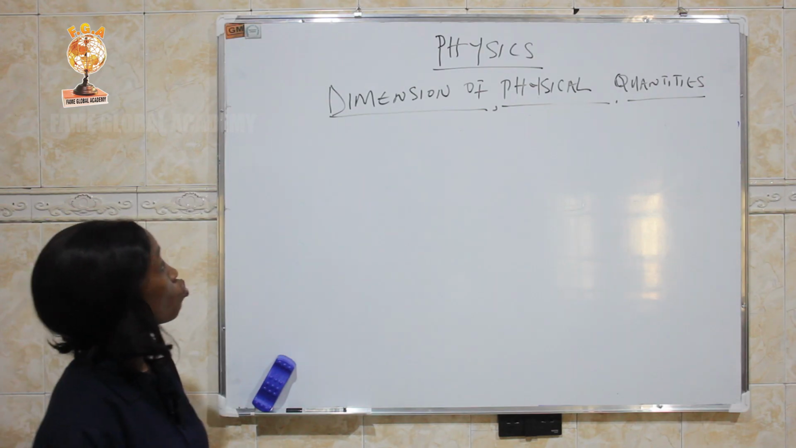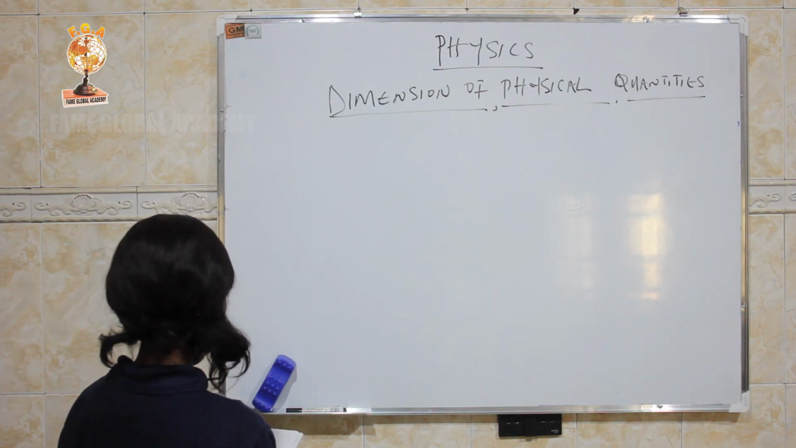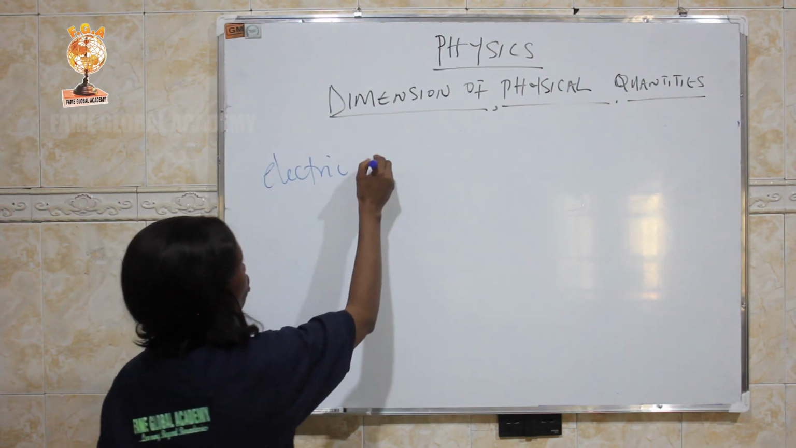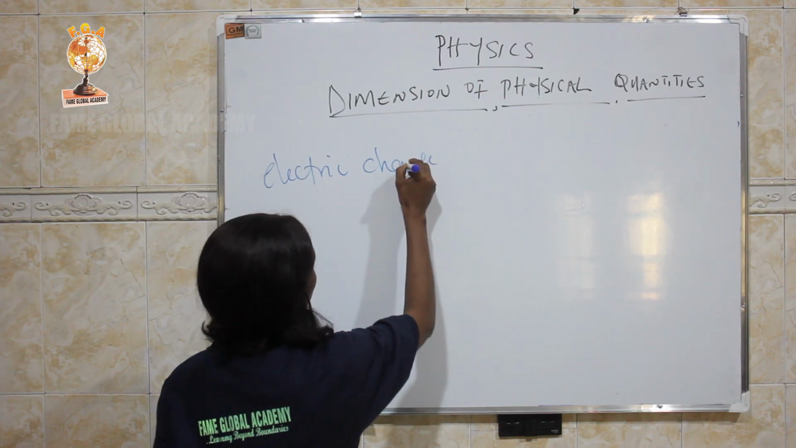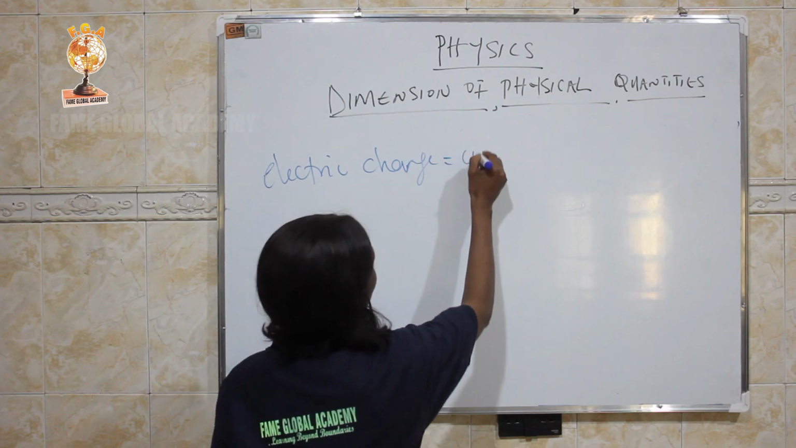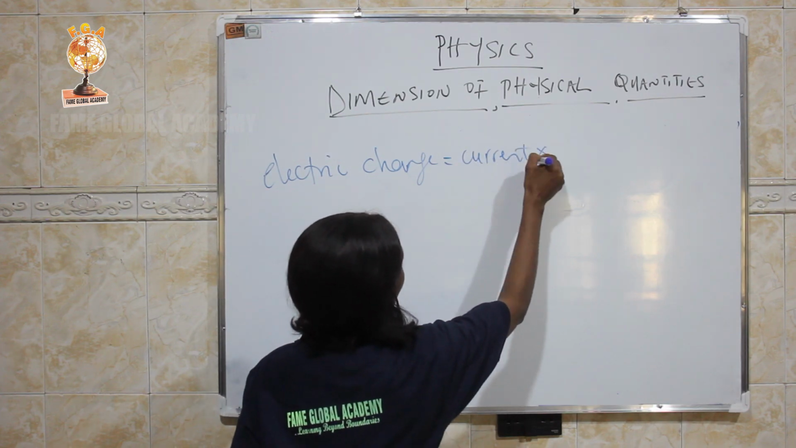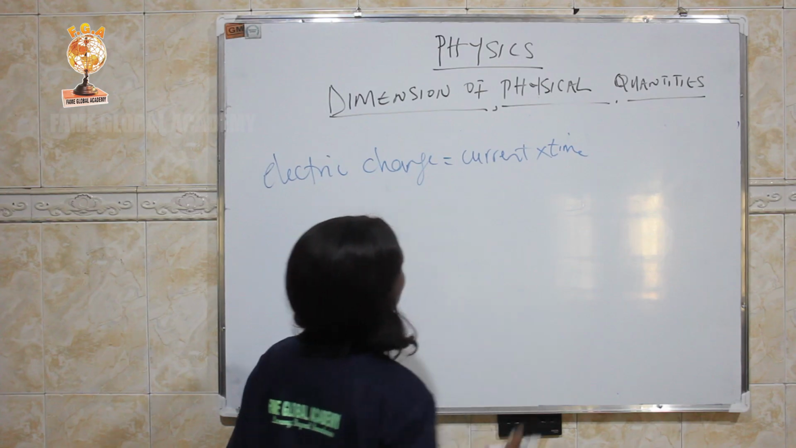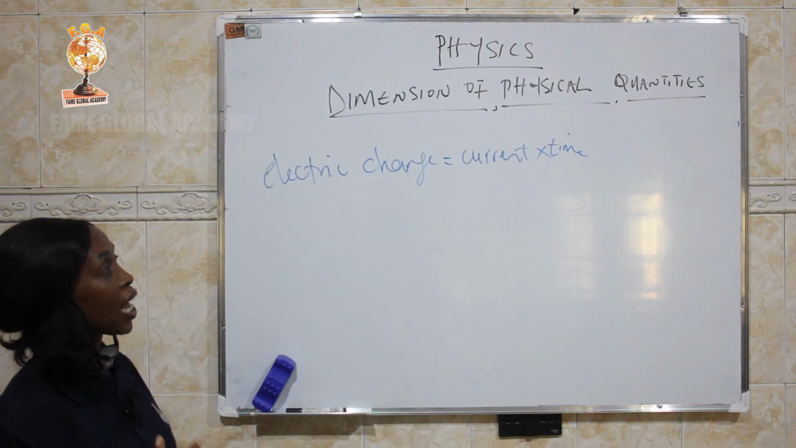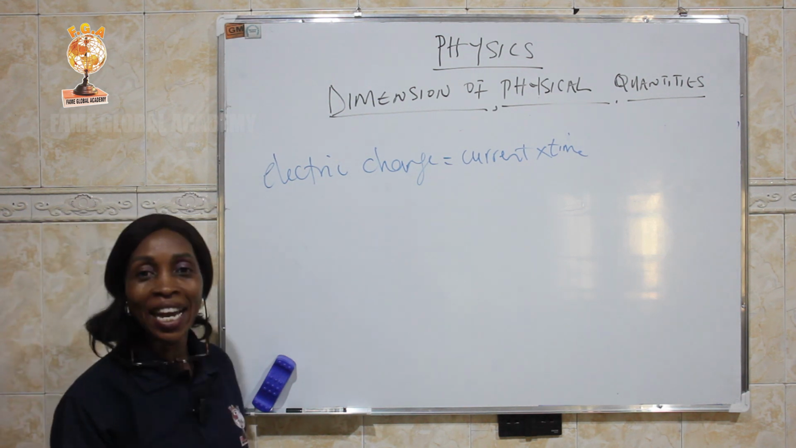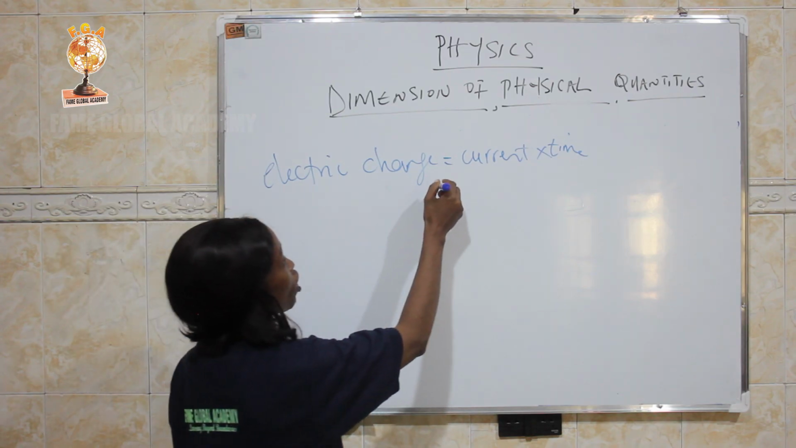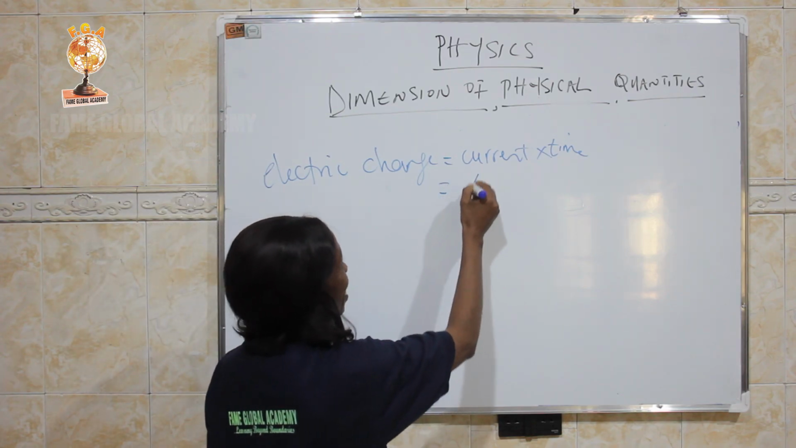Now let's go to electric charge. Electric charge has the formula current times time. Current is multiplying time. Now, electric charge is equal to current times time, and current is A.